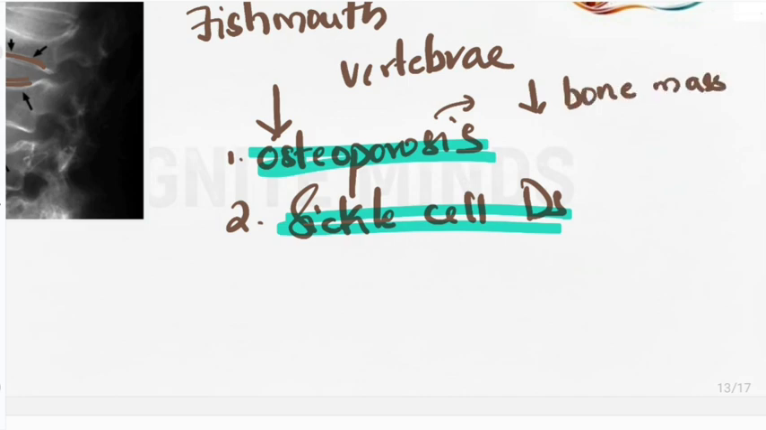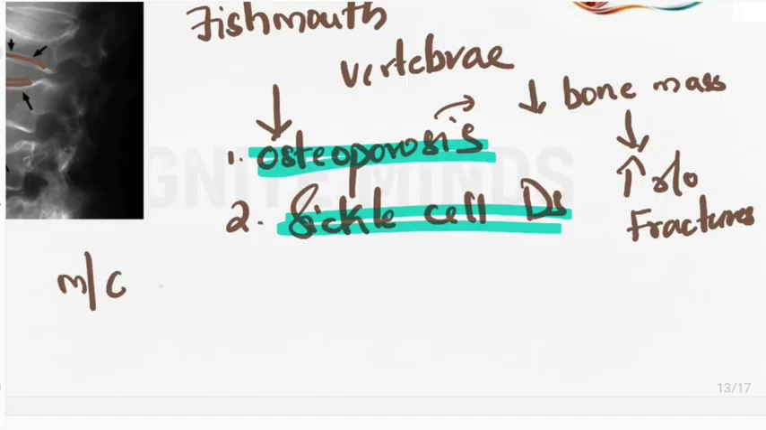And this leads to increased risk of fractures. That is osteoporosis. Now in osteoporosis, if they ask you which is the most common metabolic bone disease, then you're going to say it is osteoporosis, right? In osteoporosis, the bone mineralization is normal.